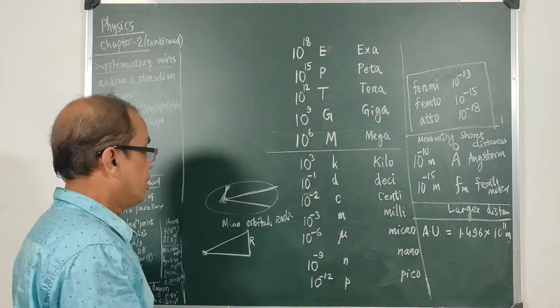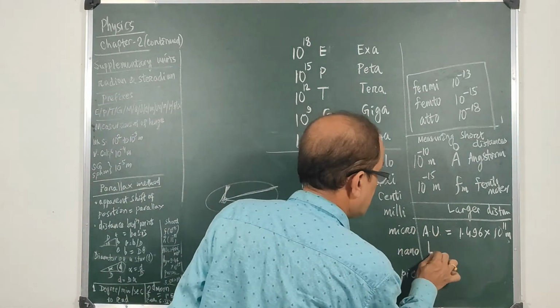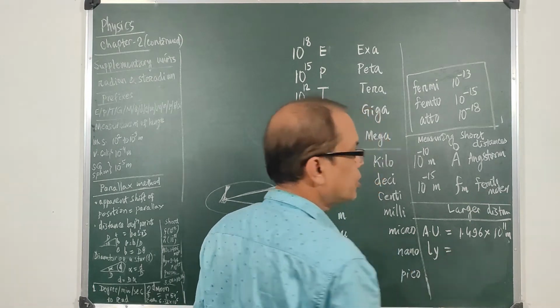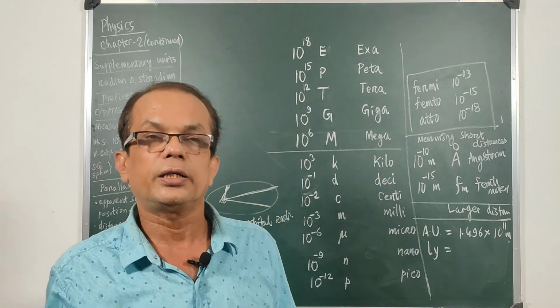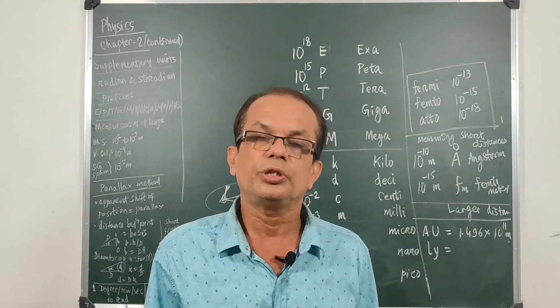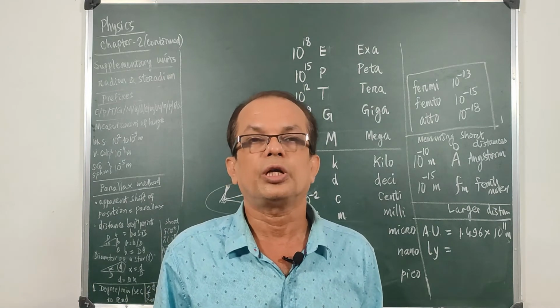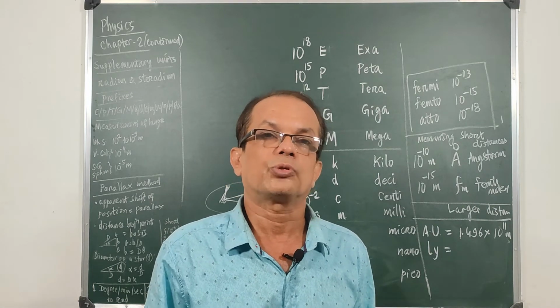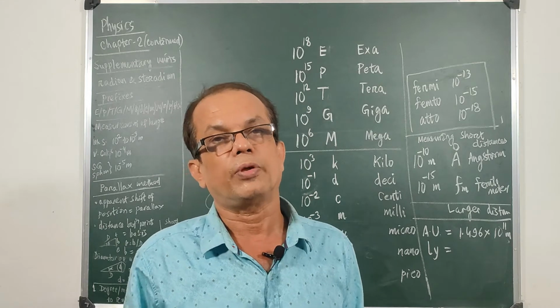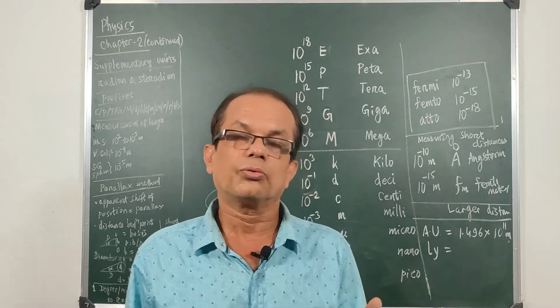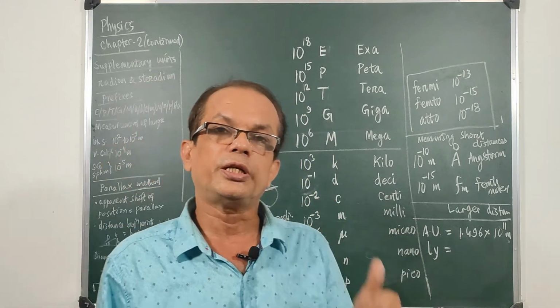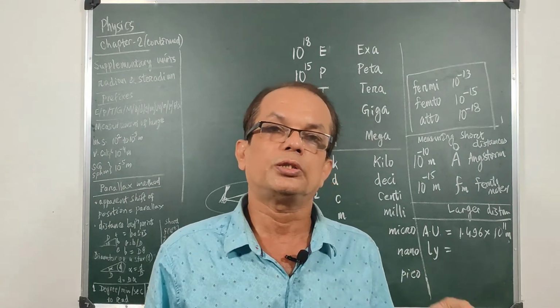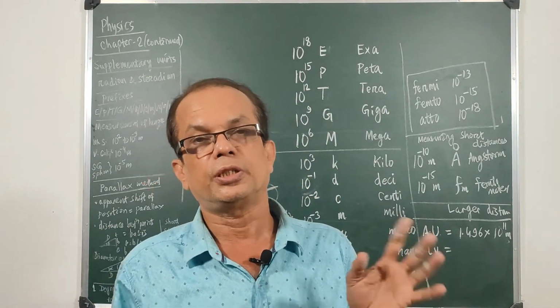And the next larger unit is light year. Light year is the distance which light travels in a year; the velocity of light is a very large one. It is 3 into 10 to the 8 meter per second. So how long will light travel in a year? The year consists of 365 days. Each day is 24 hours. Each hour is 60 minutes. Each minute is 60 seconds.